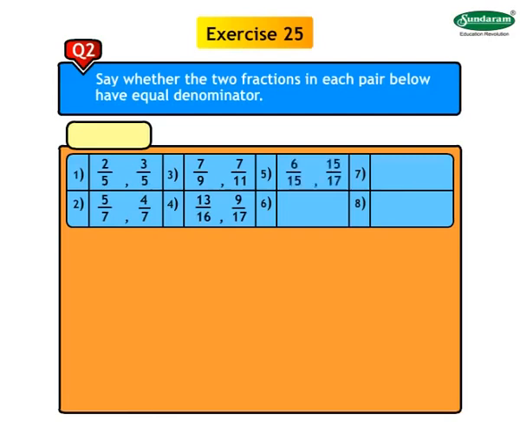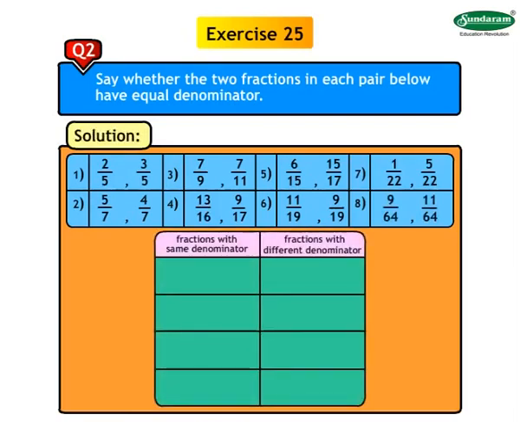5. 6 upon 15, 15 upon 17. 6. 11 upon 19, 9 upon 19. 7. 1 upon 22, 5 upon 22. 8. 9 upon 64, 11 upon 64.